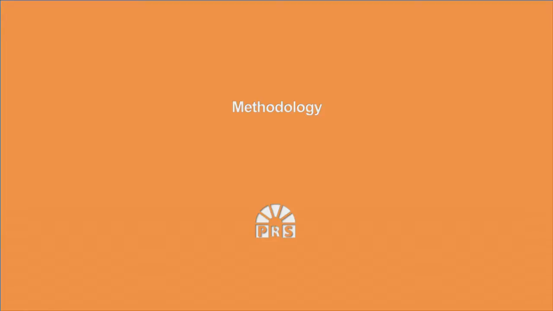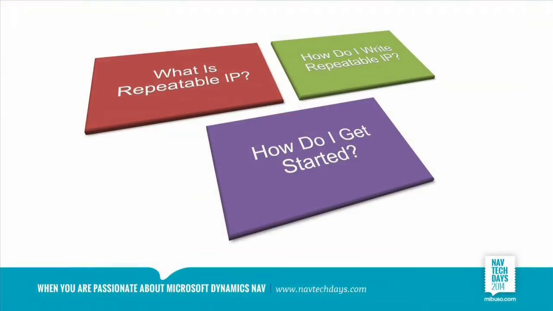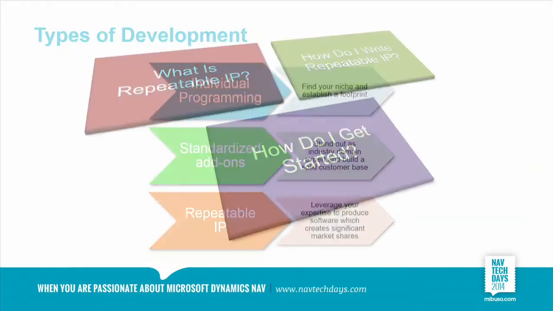So I'll try to squeeze what we have thought about in the last year into 30 minutes, since you're all sort of level 400, 500, 600, that will not be a problem. I have tried to divide what I'm going to speak about into 3 parts. What is repeatable IP? Just a very short introduction. Then how do I write repeatable IP? That's the main thing. And the third thing is how do I get started, so that when you go home, you can immediately, after this session, start doing so.